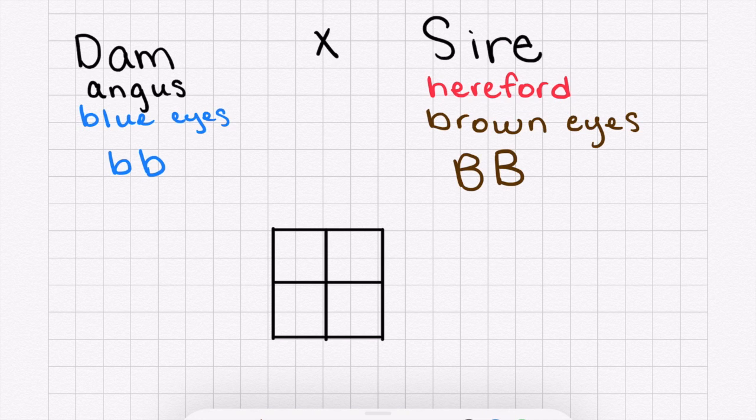First off, when we're talking about eye color, in the middle of this screen here, I've got a black box, and it's separated into 4 smaller boxes, and that is called a Punnett square. And so I'm going to show you guys how to fill it in.